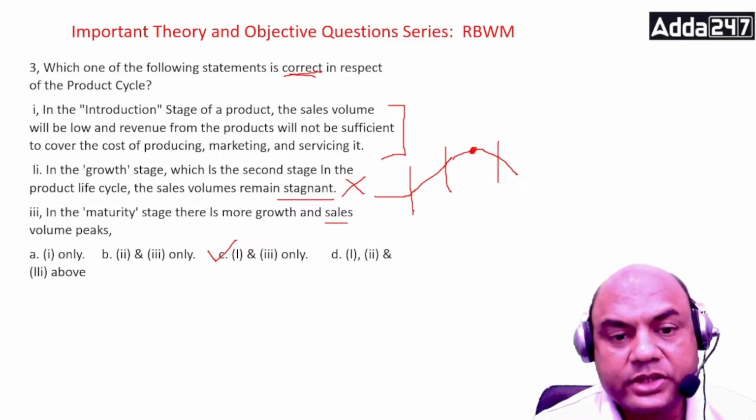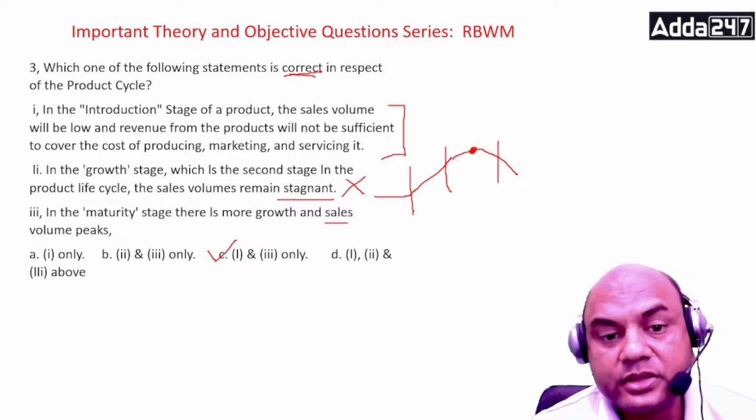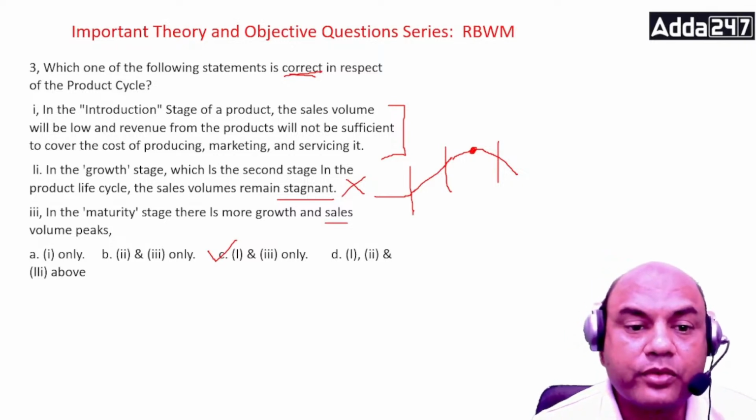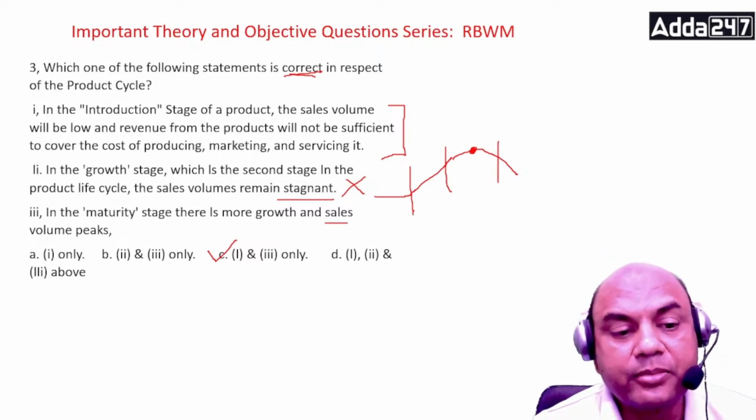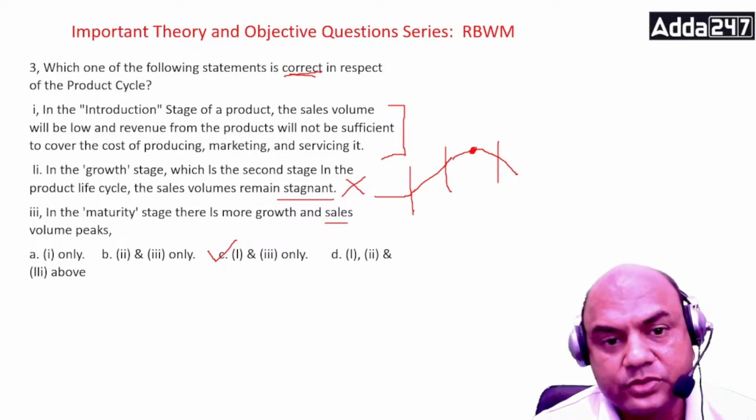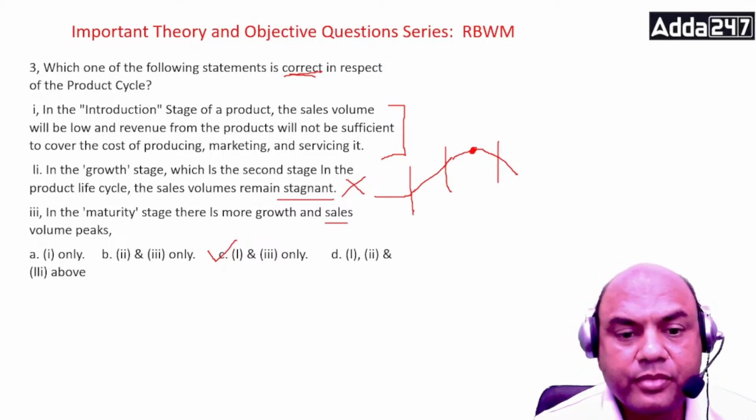In the introduction phase, you don't have enough money. The product does not generate enough money, so you have to put it from your own pocket. And in the maturity phase, the volume peaks, sales volume is peaking. Okay, got it? Next one.